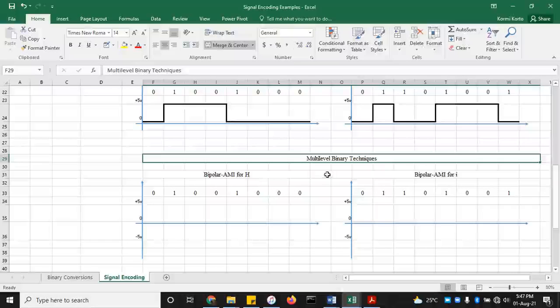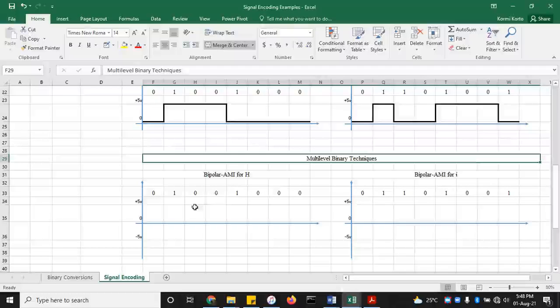Now let's go through this. All the various other techniques that we have do have two schemes underneath them. Keep that in mind from the textbook or the slides. They all have two schemes underneath the various techniques, and the same applies to the multi-level. The first one under the multi-level is the bipolar AMI, which is the bipolar alternate mark inversion. So the AMI represents alternate mark inversion.